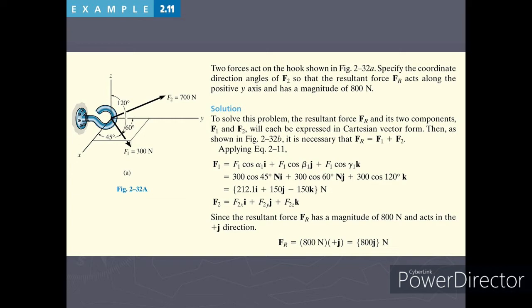So UF1 will now be given by cos alpha i, plus cos beta j, plus cos gamma k. So we just substitute alpha, beta, and gamma, and then we have the magnitude given, because this is equal to F1 over its magnitude. The magnitude is already given. So you can substitute alpha, beta, gamma, and the magnitude of F1, and get the Cartesian vector form of F1. Are you following?